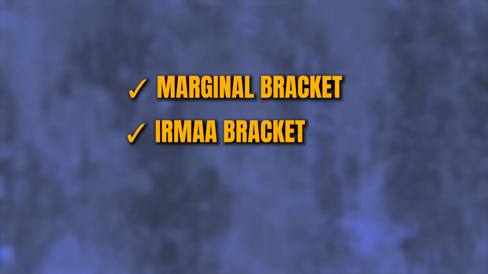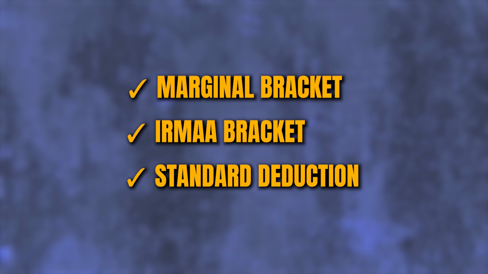So when the spouse dies, we lose a significant amount with our marginal brackets. They're essentially cut in half. We lose a lot with our IRMAA brackets. That's the extra amount we have to pay for Medicare. That's reduced significantly, and in fact, almost cut in half. And we lose a lot of that standard deduction, again, almost cut in half.